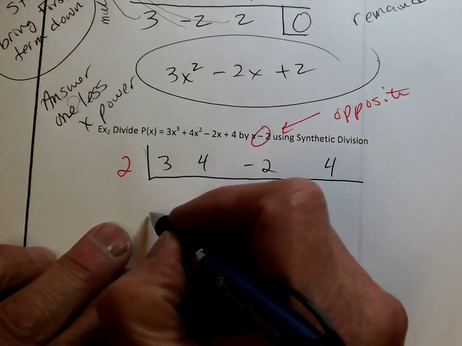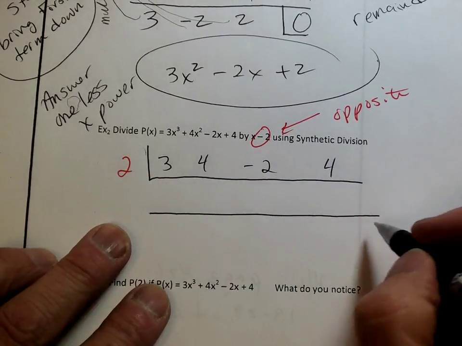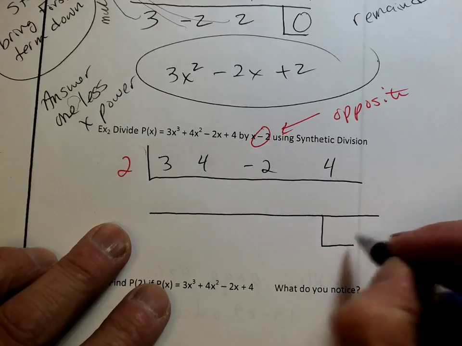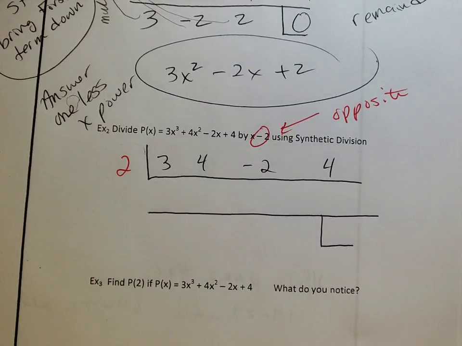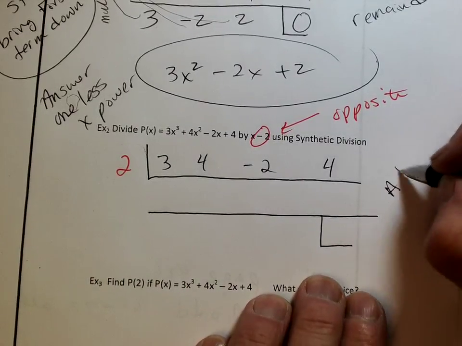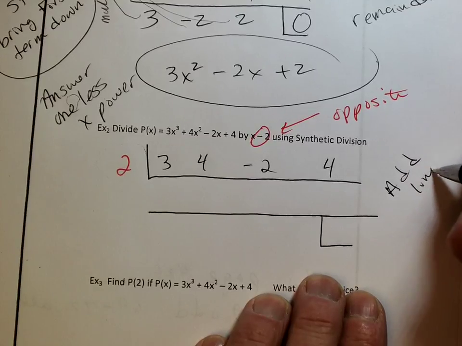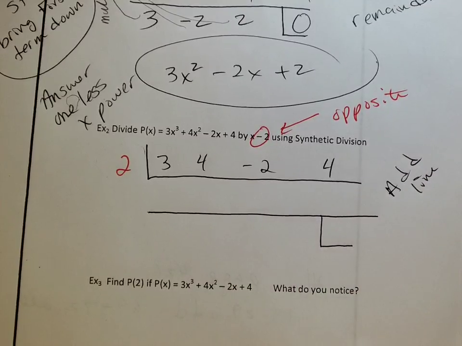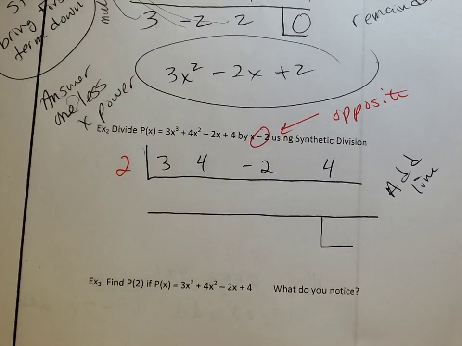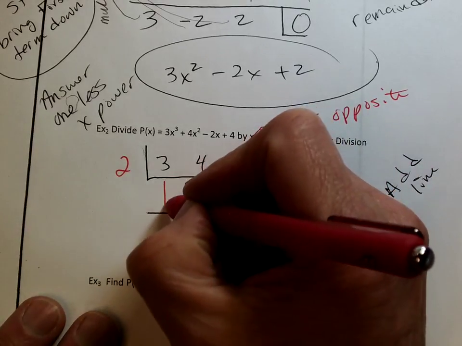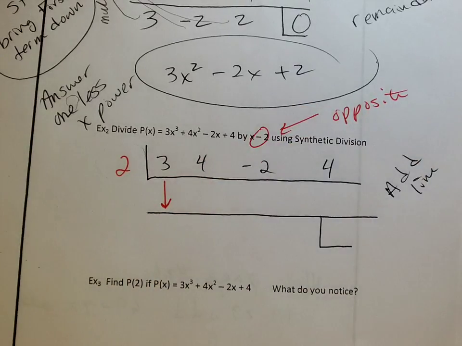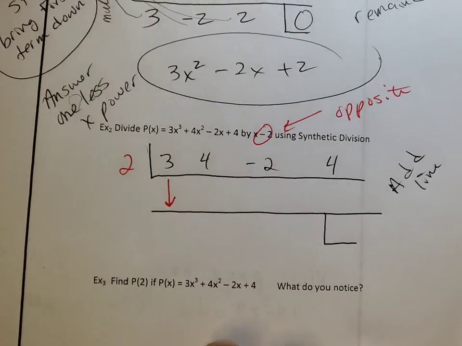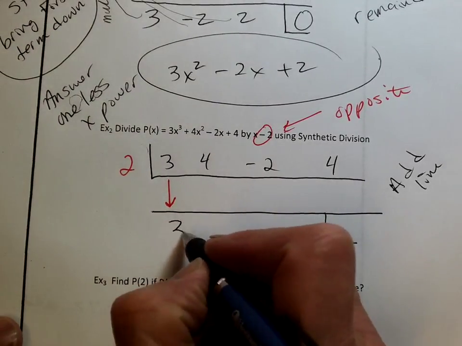So draw in your add line. I like to call that my add line, and put in your remainder box. And now the very first step, no matter what, is bring down, all the way down, the first term. So I'm going to bring down my 3.